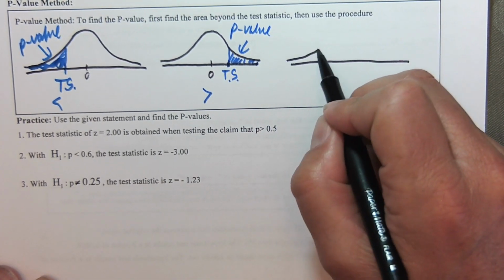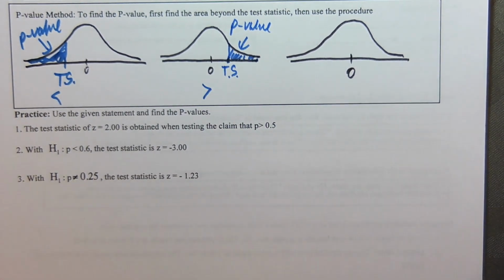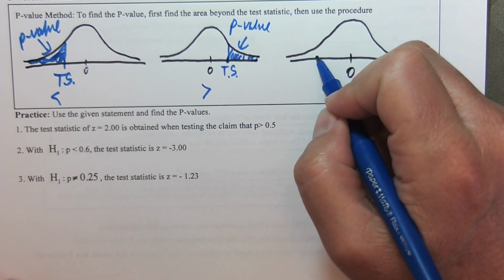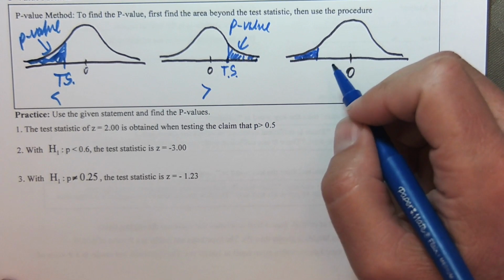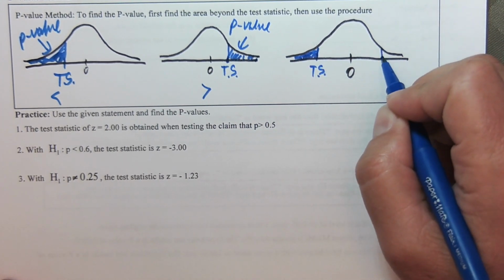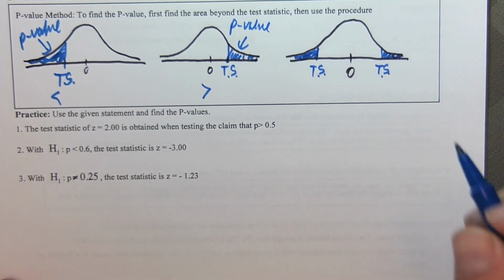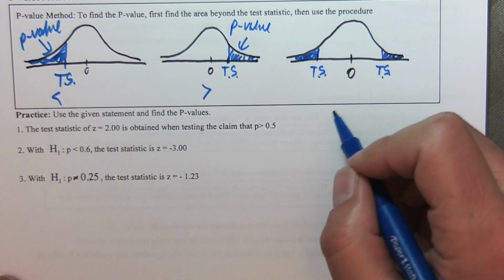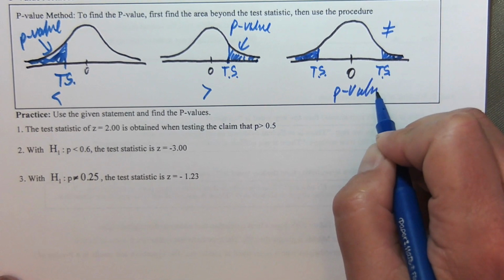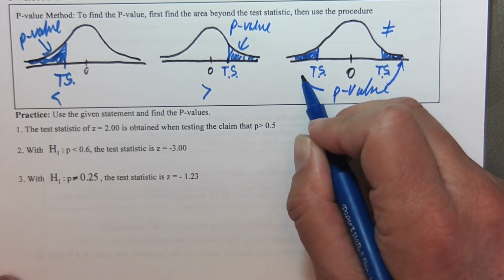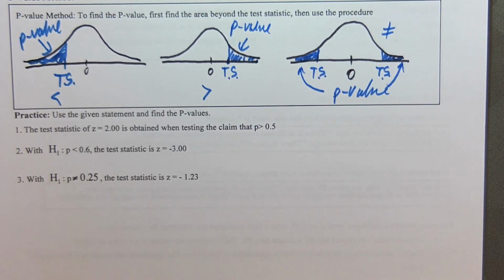The third case is here, where we split it, and even though we only have one test statistic, it gets split. We'll talk more about that as well. And so actually, this is the not equal to case. So the p-value is that plus that. And let us practice that.